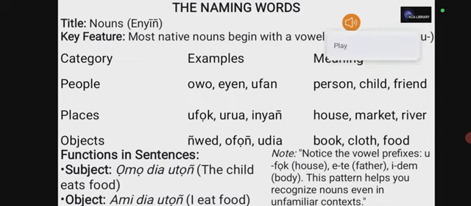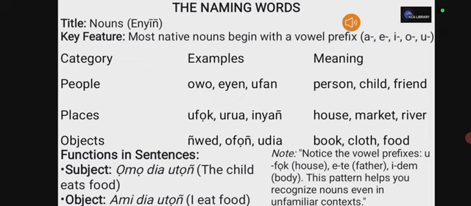The naming words. Nouns in Efik-Ibibio are called NN. They name people, places, things, ideas, and everything you can point to or think about. A key feature is that most native nouns begin with a vowel prefix. The common prefixes are a, i, o, and u. This vowel is not random. It is part of the word and it affects how the noun links with verbs and adjectives. For example, Ufok means house, it means father, and Ido means body.